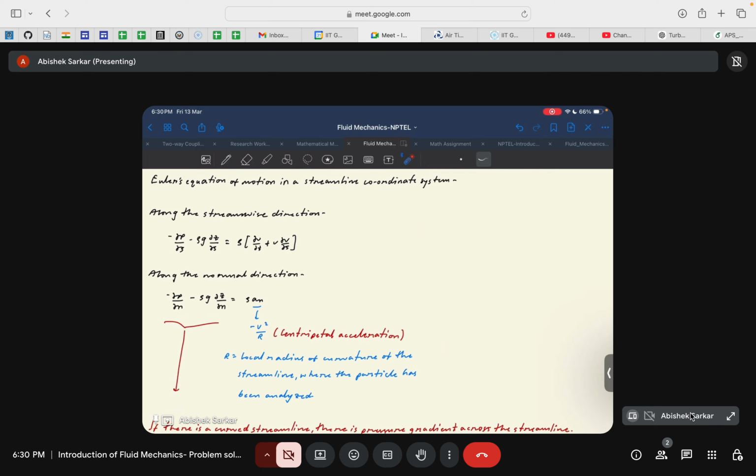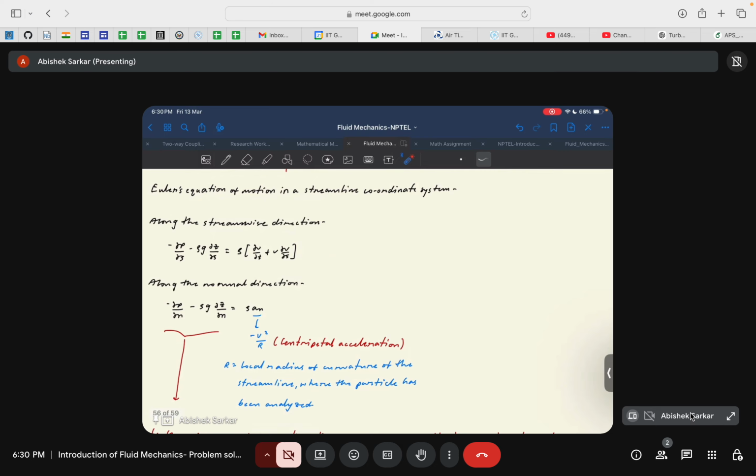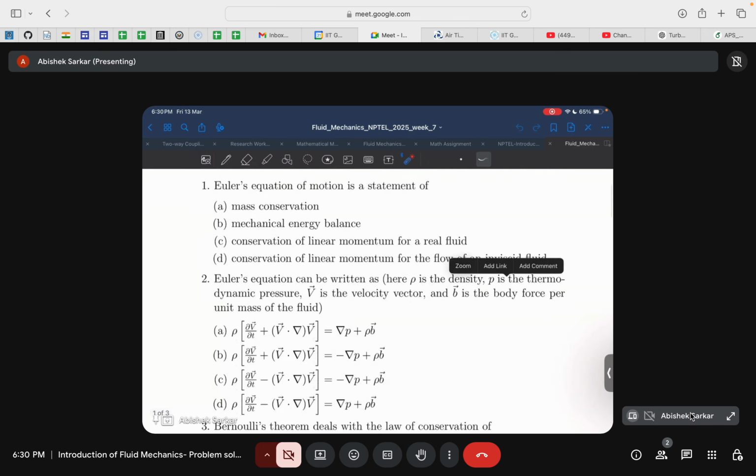Okay then, if it's clear now, let us take some examples. Let us look into the first question. The Euler's equation of motion is a statement of: mass conservation, mechanical energy balance, conservation of linear momentum for a real fluid, or conservation of linear momentum for a flow of an inviscid fluid. Since there are very few students, as I usually do in such a case, I will discuss the solution right away, because that would be better practice.